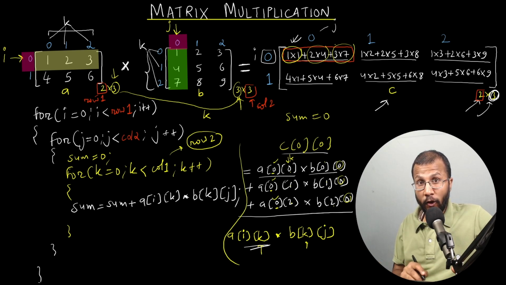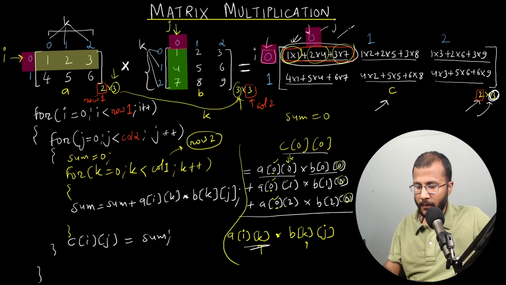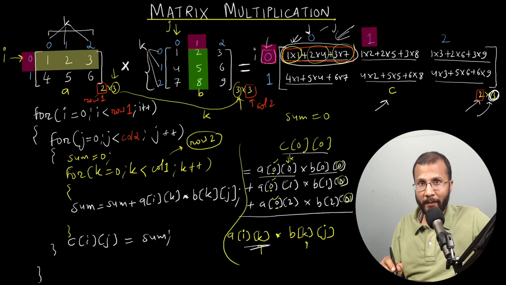Now once this K loop is over, I'll get my sum, right? Sum would be nothing but this sum. So I'll be storing this sum in the index 0, 0 of my resultant matrix C. So after this loop, I'll write C at index IJ, I'll be storing the value sum, right? So once I store the value in this particular index C0, 0, it will go and update the value of J. Now J becomes 1, right?